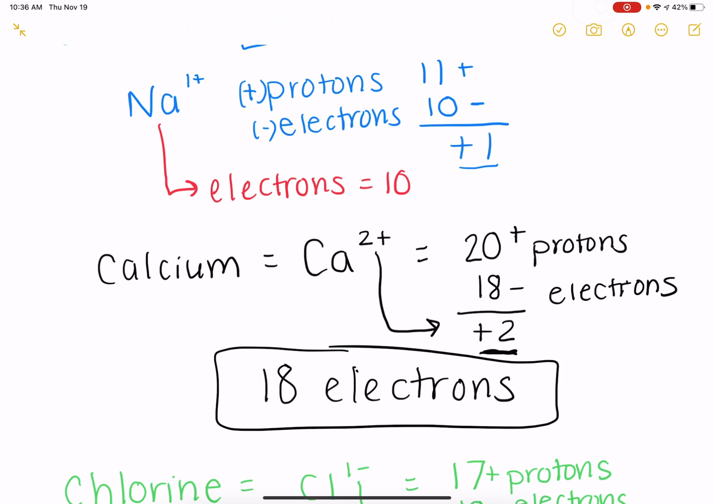And this is gonna open up to our next lesson on the periodic table. We'll talk a little bit about the groupings and stuff like that.